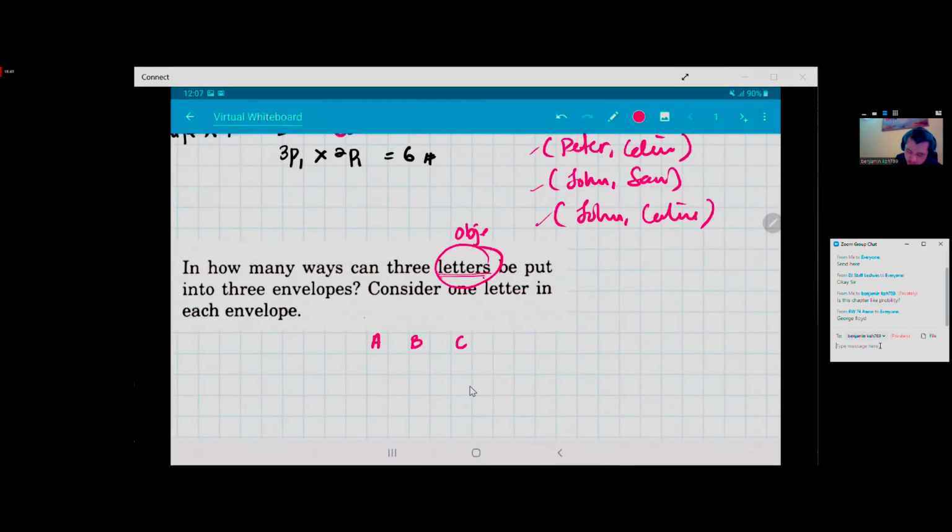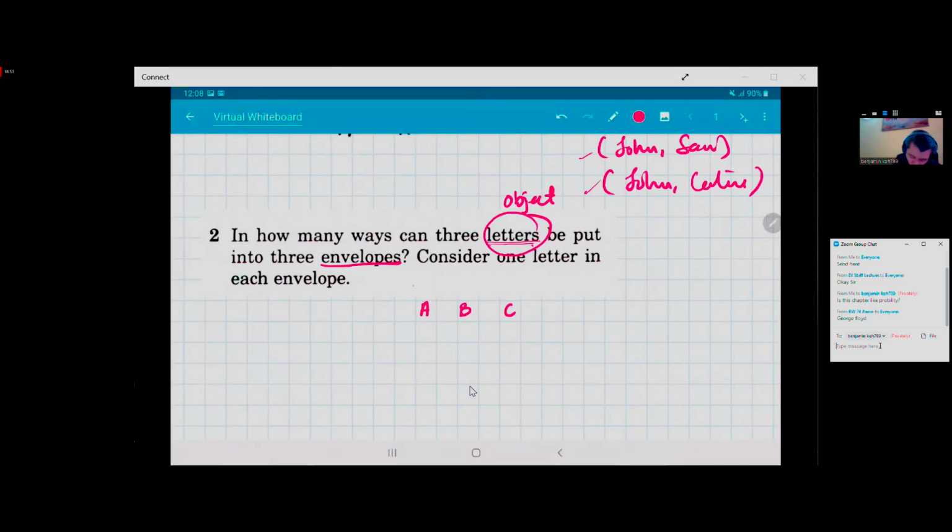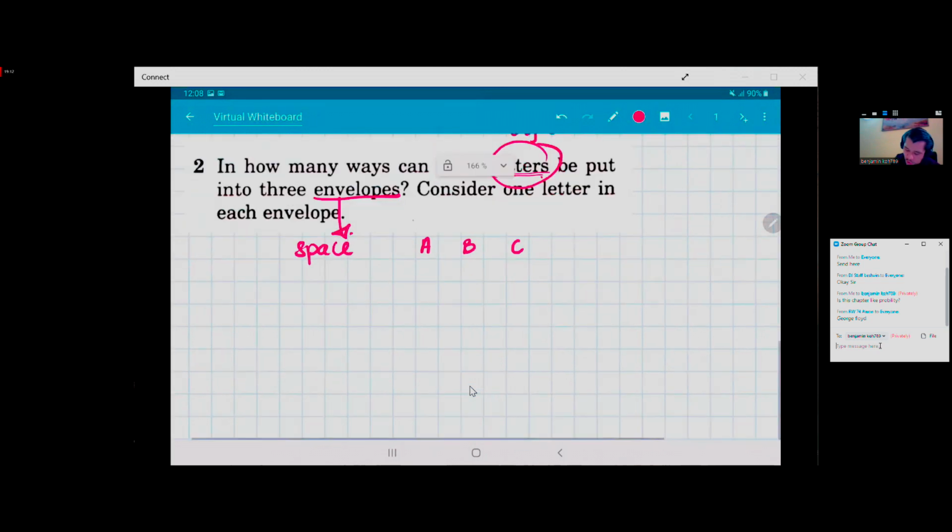Surat mewakili objek. The envelopes, sampul surat mewakili the space, the ruang. Boleh faham? Because you learn physics, right? Every object must occupy a space. Simple physics, simple logic. So each letter will occupy 1 space. So the spaces here we can represent by using blank spaces, dash, dash, dash. So in other words, the 3 envelopes here just mean 3 empty space, 3 ruang kosong.